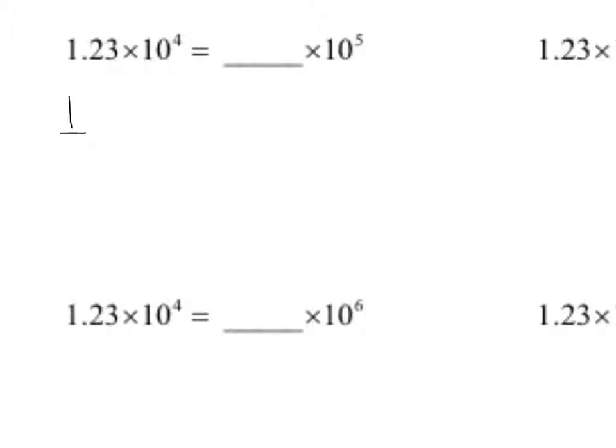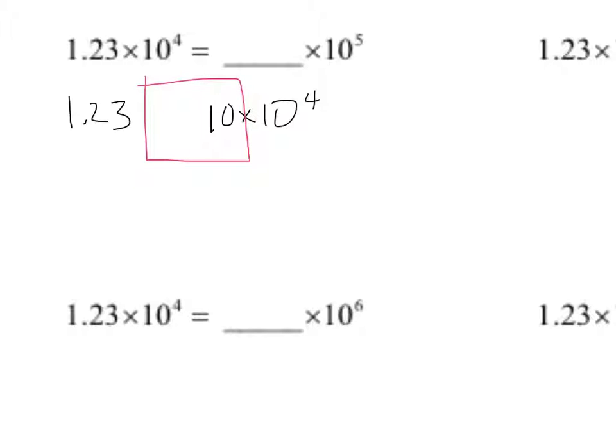So really, if I have 1.23 and I need 10 to the 4th to be multiplied, I need one more multiplication of 10, but I can't change the value of the number. If I don't want to change the value of the number, what do I need to put in that box? Yeah, 1/10. So this is almost exactly like the process of putting a number into proper scientific notation that's not. It's the same thing when we take it out.